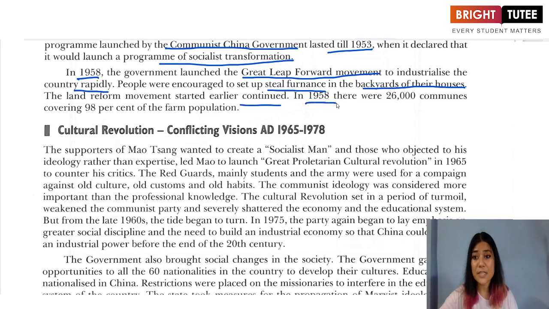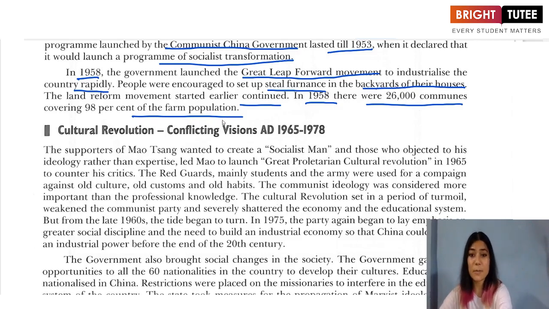In 1958, there were about 26,000 communes, the communes which had been set up by the communist government in China. Now that covered 98% of the farm population. So people were responsible for the economic activities that took place or that characterized each village or each town's development and improvement.